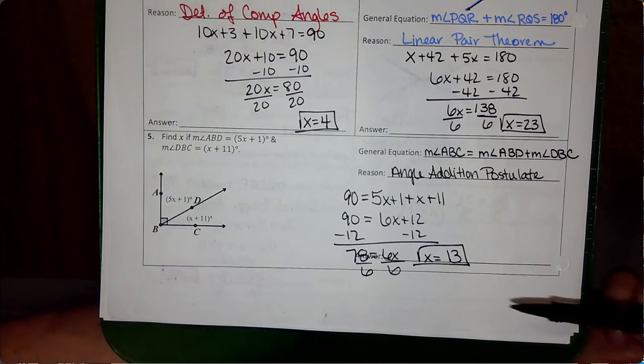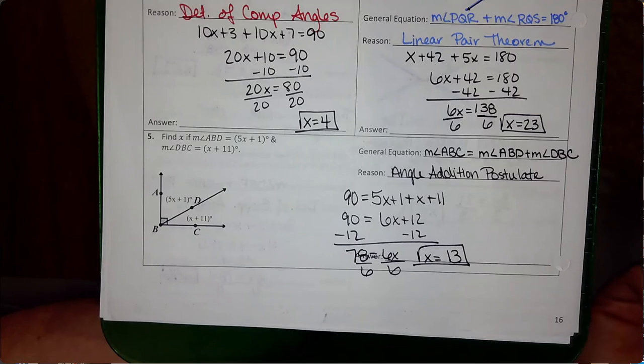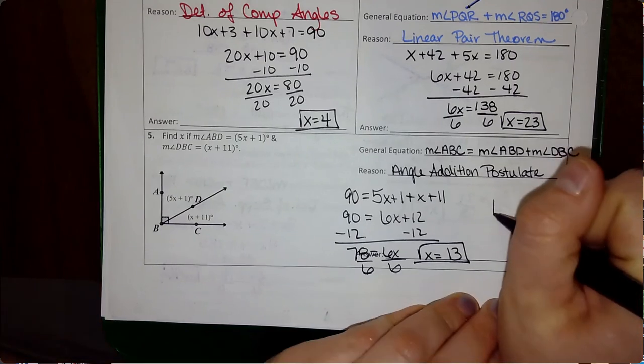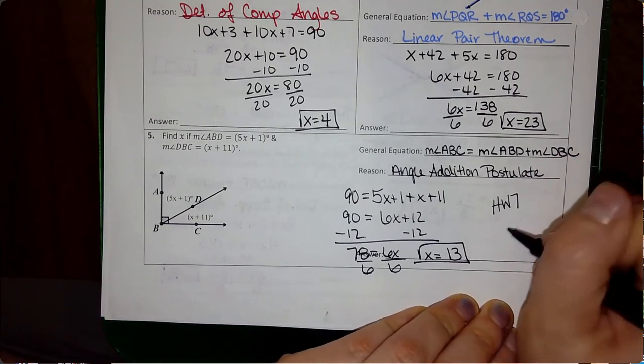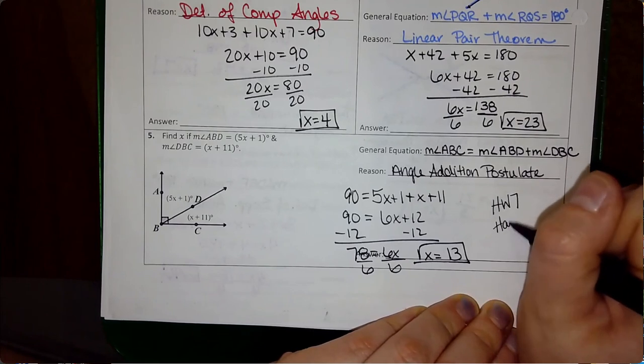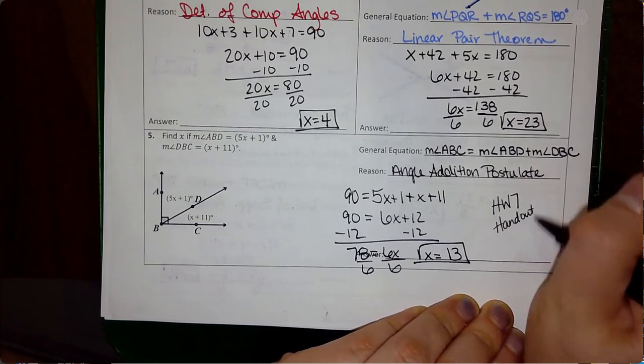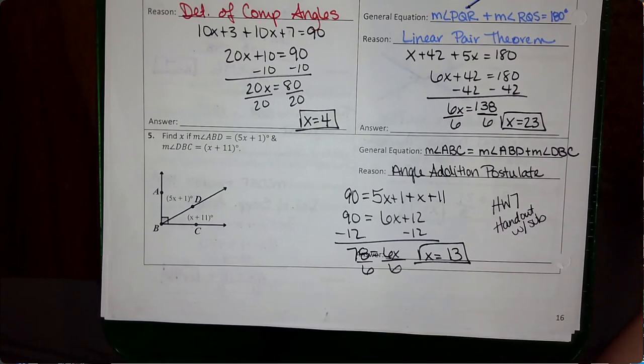After you solve for x, make sure if we ask you to find the measure of an angle, you plug it back in. Your homework is homework 7 if you have not finished it. And then there is a handout with the sub. After you finish that you need to turn it in before the end of class.